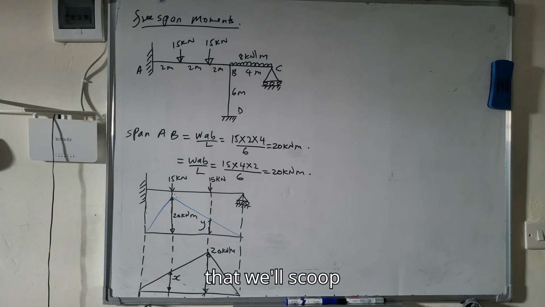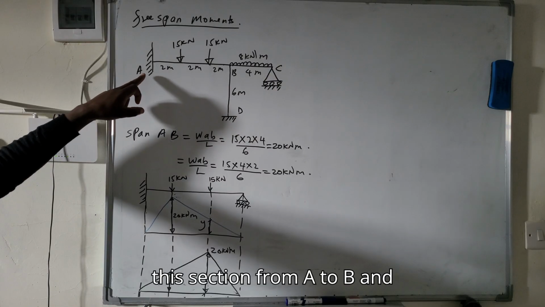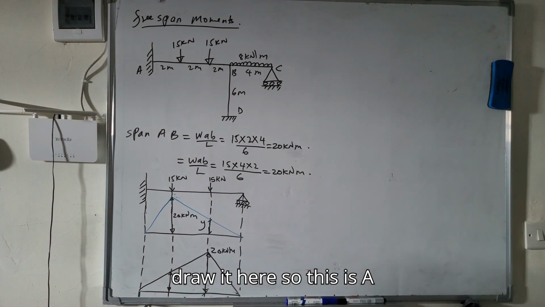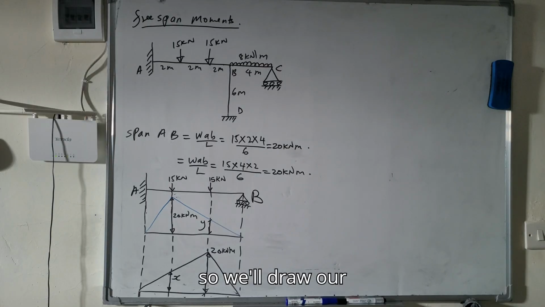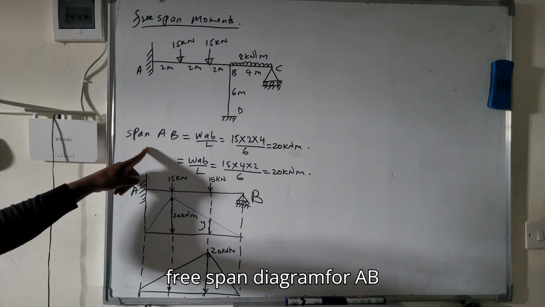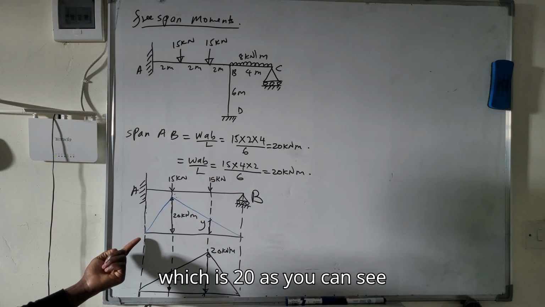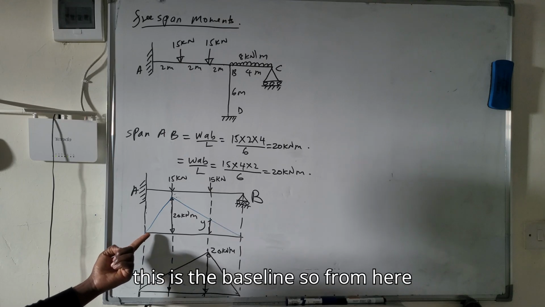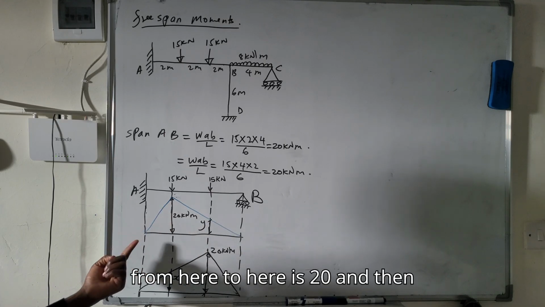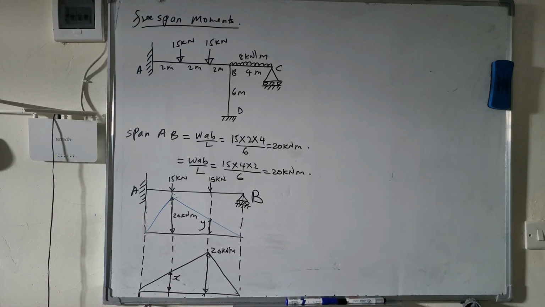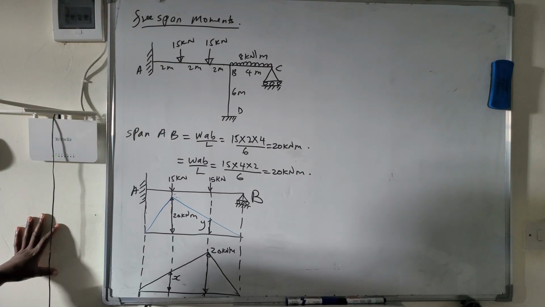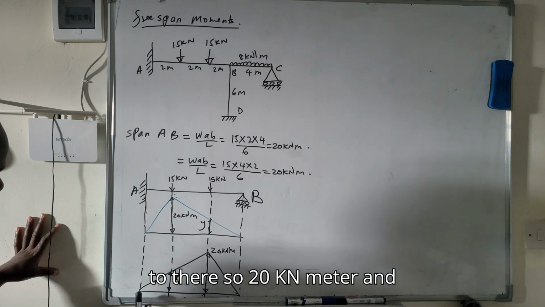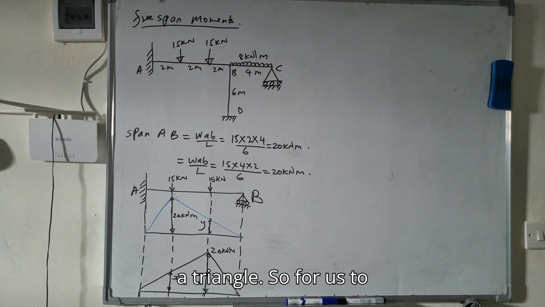After that, we'll scope this section from A to B and draw it here. So this is A and this is B. We'll draw our free span diagram for AB, which is 20. As you can see, this is the baseline, so from here to here is 20, and then you connect the line to form a triangle. Again, we proceed to the 15 kilonewton load. You'll approximate from here to there, so 20 kilonewton meter, and then you connect the line to form a triangle.